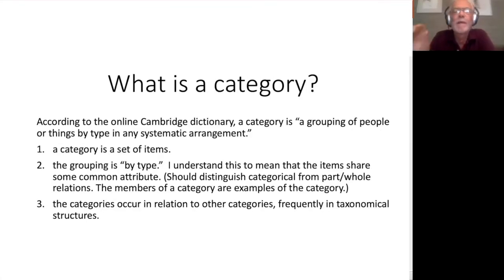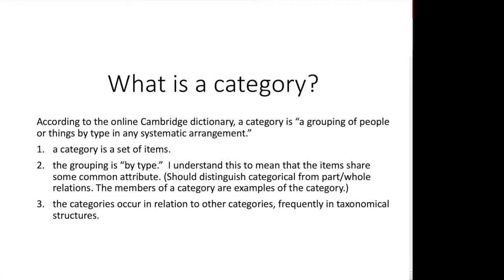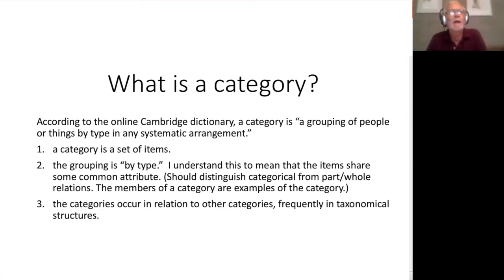So, first of all, what exactly is a category? According to the online Cambridge Dictionary, a category is a grouping of people or things by type in any systematic arrangement. So let's break that down a little bit. A category is, first of all, a set of items. And the grouping is by type, which I understand to mean that the items share some common attribute.